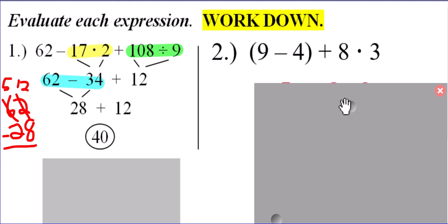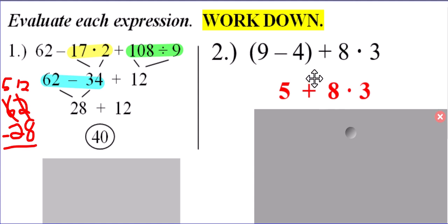So 9 minus 4. Boom, we get 5. Now, notice what I do. Parentheses are gone because I did everything inside. The minus is gone because that was what was in parentheses and I just got done doing that. But everything else that I haven't done yet, it comes down.